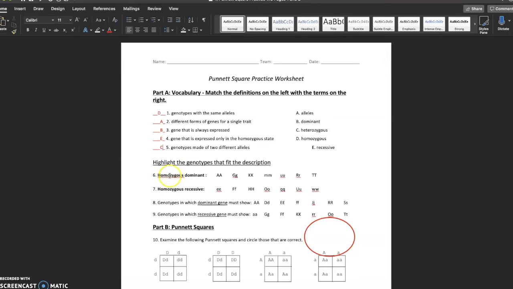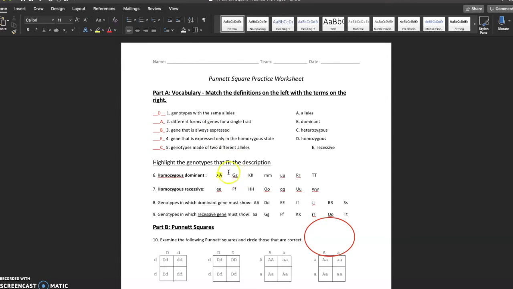Number 6, homozygous dominant. So you had to highlight the genotypes that fit that description. So homozygous, meaning 2 of the same. Dominant, meaning those are going to be represented by capital letters. So you're looking for 2 of the same, and so they both have to be dominant. So this first one definitely matches that description. So we're going to highlight that one.